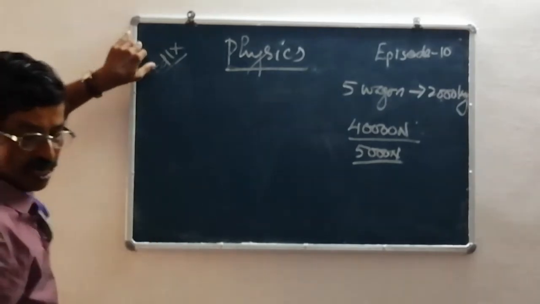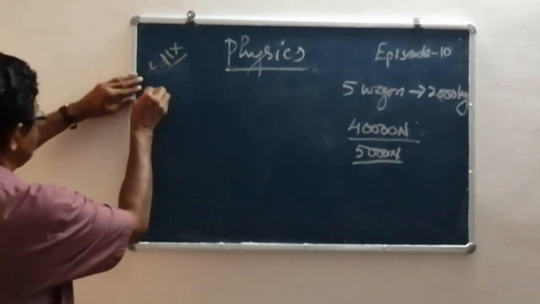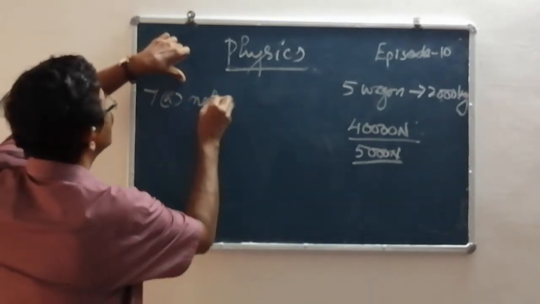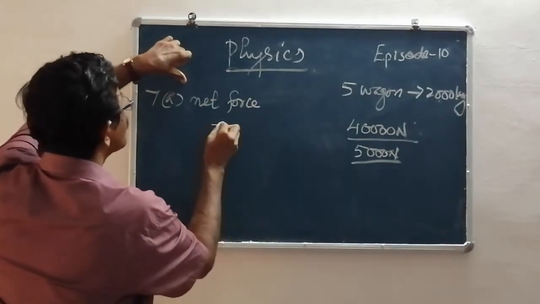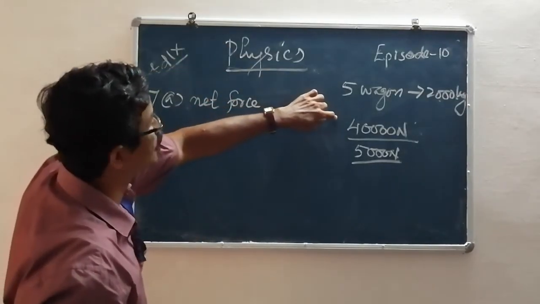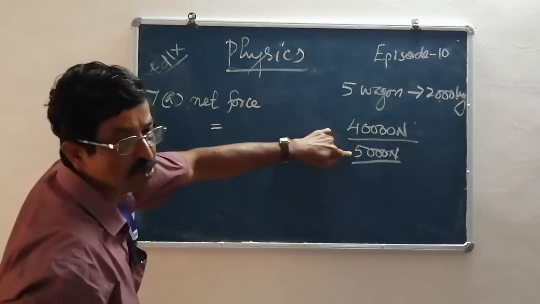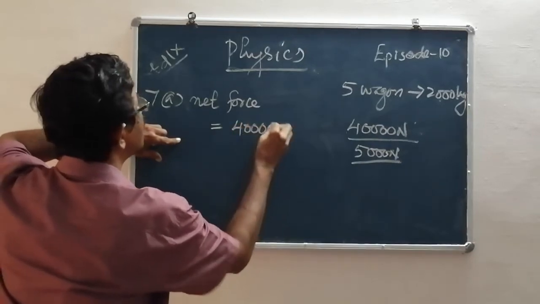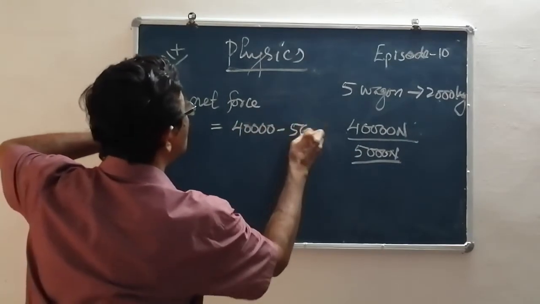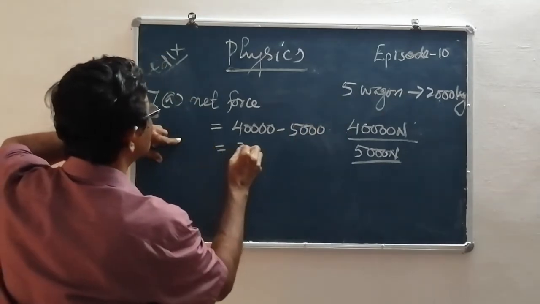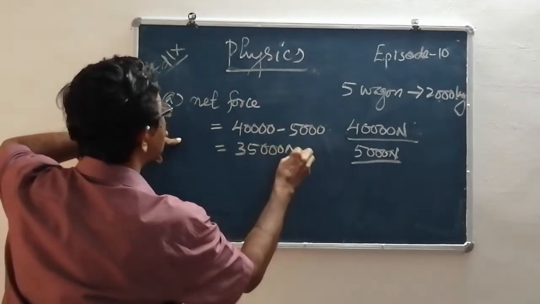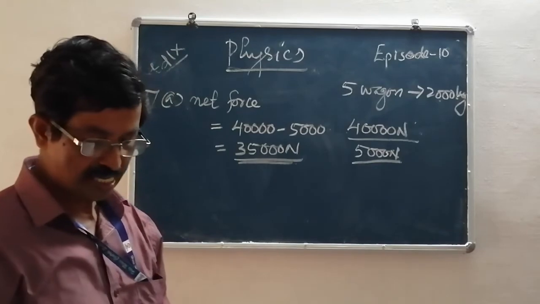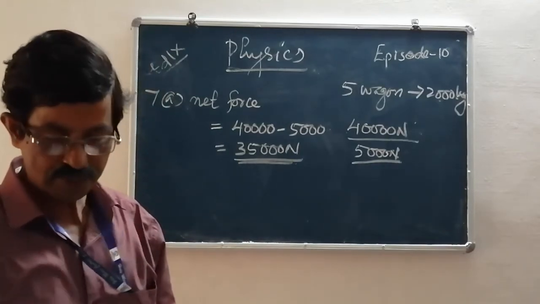That is question number 7. First of all, we want to find out the net force. Net force is equal to force exerted by the engine minus force exerted by the friction. So force exerted by the engine is how much? 40,000 minus friction is 5,000. That is equal to 35,000 Newton, the net force. Net force is 35,000.